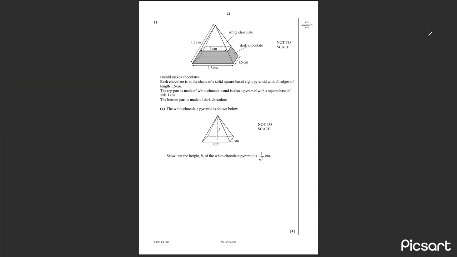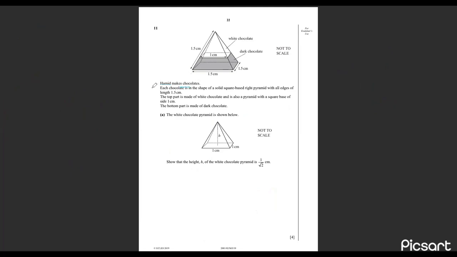Here we have Hamid, who makes chocolate. It's a chocolate bar. Each chocolate is in the shape of a solid square right pyramid, with edges of length 1.5. So it has a square base of 1.5, and all edges are equal, so the triangles are equilateral, and this is a square base pyramid. We will get great information from this. The top part is made of white chocolate, and he said this is 1 centimeter. The top part, made of white chocolate, is also a pyramid with a square base of 1 centimeter.